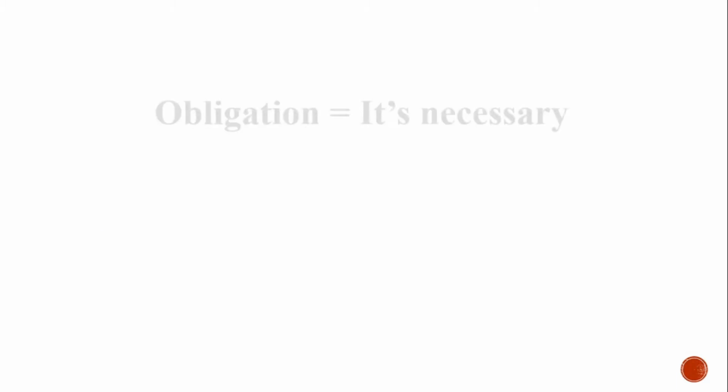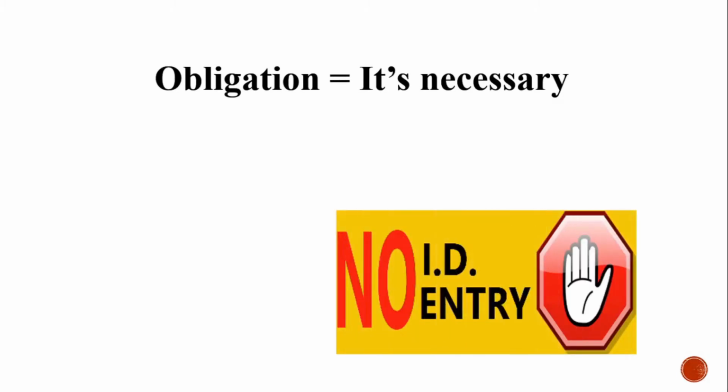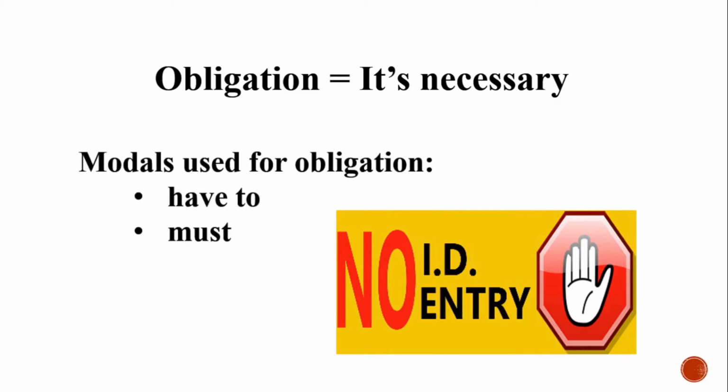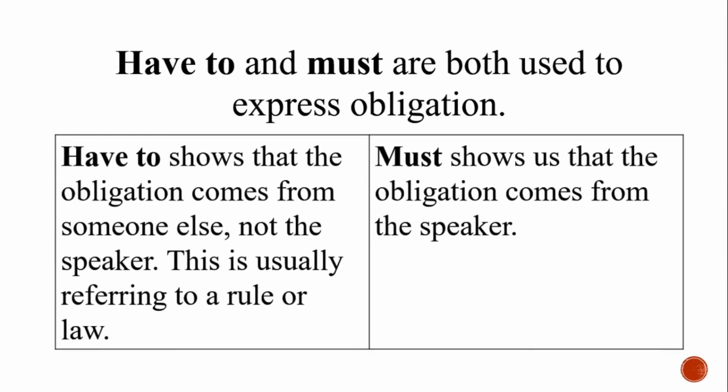Next, obligation, meaning it's necessary. Modals used for obligation: have to, must. Have to and must are both used to express obligation. There is a slight difference in the way that they are both used. Have to shows that the obligation comes from someone else, not the speaker. This is usually referring to a rule or law. Must expresses a strong obligation or necessity. It often shows us that the obligation comes from the speaker or the authority that wrote the sentence.